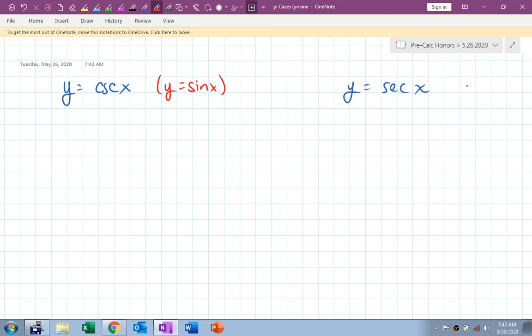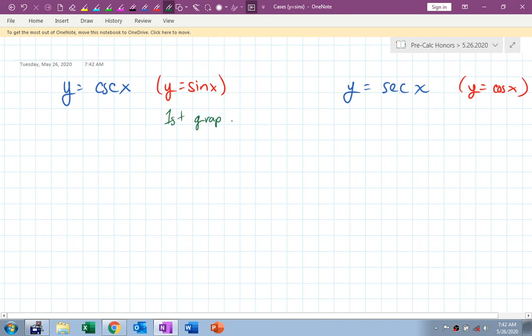So y equals cosecant x. Then we have y equals secant x. Well, cosecant is related to sine x, and secant is related to cosine x. So the way we approach these is you first graph as if the function is reciprocal.